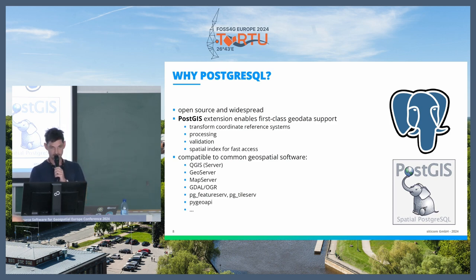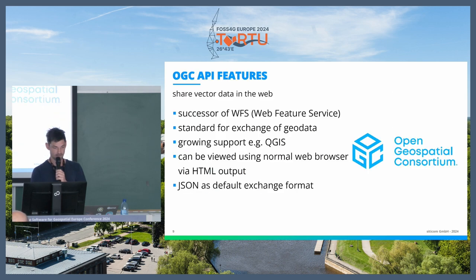Then the next thing is PG Feature Serve is only publishing one standard. It's the OGC API Features standard, which is the successor of the Web Feature Service, and it shares raw vector data. The standard actually has growing support. For example, QGIS can read it and apparently also write it, but I have not tried it yet.